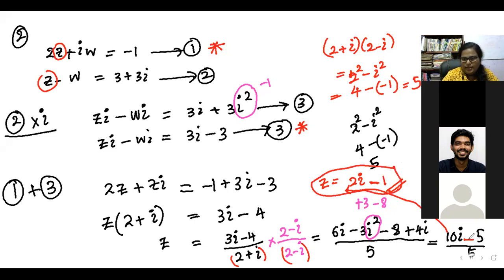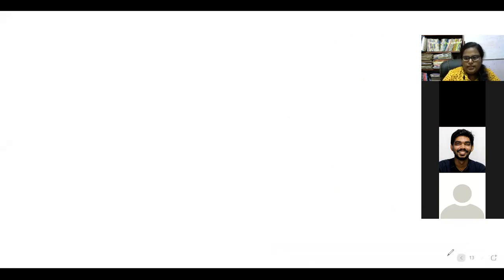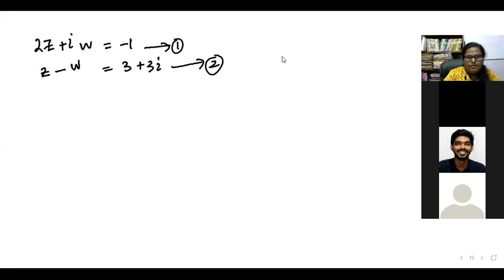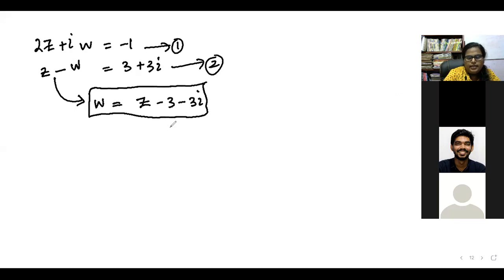Yeah, I had a mistake here. 10i minus 5 divided by 5, so it is given like 2i minus 1, right? So when you take the next one, I'm using the substitution method for this one. That means from equation 2, we can easily subject W here. From equation 2, I make W the subject. So we can write this as W equals Z minus 3 minus 3i. This is the way we make W the subject from the second equation.